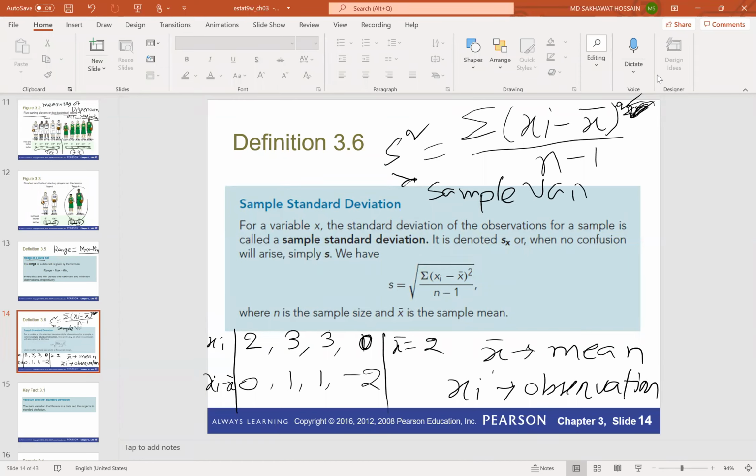Okay. So n is the total number of observations, xi are the individual observations, and x bar is the sample mean. So what is the sample standard deviation? The sample standard deviation is the square root of the sample variance. If you take the square root of s squared, it will be just s. So the sample standard deviation is s, which is the square root of the variance. So this is the variance, and if you take the square root of this, it will be the sample standard deviation.